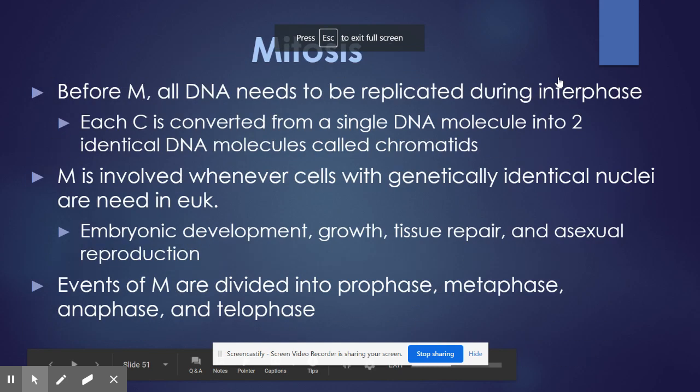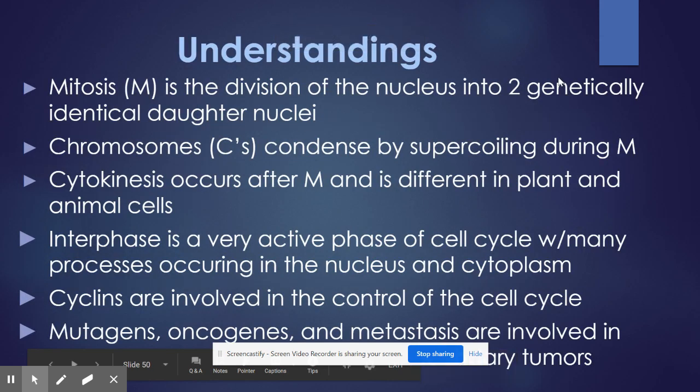At 1.6, cell division understandings. I'm going to let you read these, but I do use some abbreviations here. Capital M stands for mitosis. Capital C stands for chromosomes.